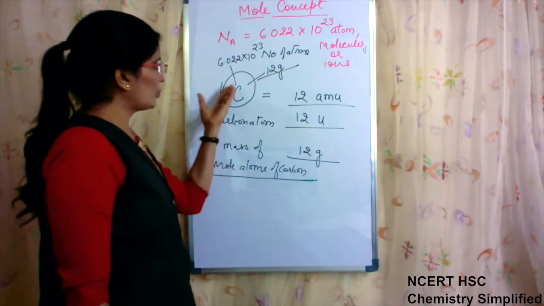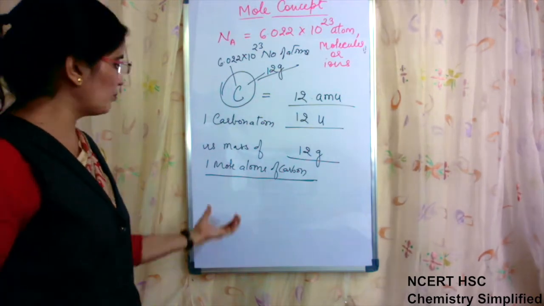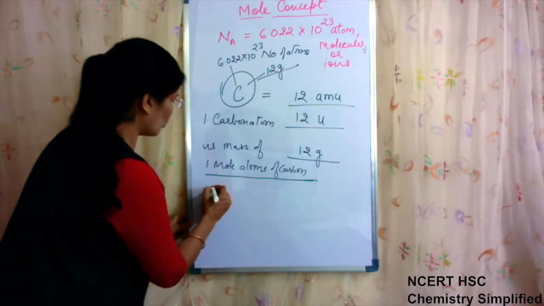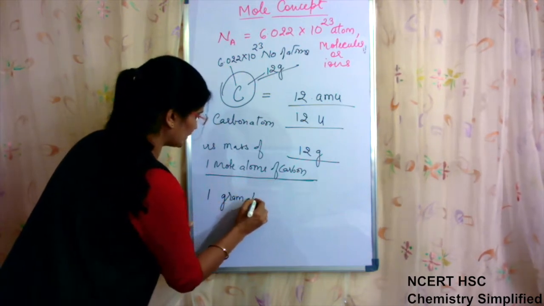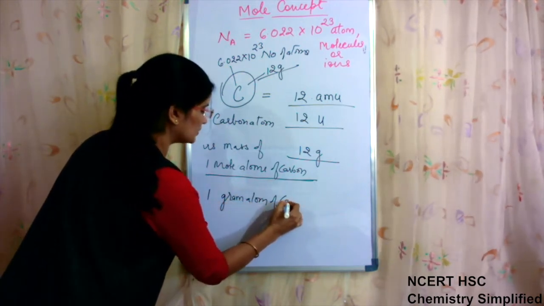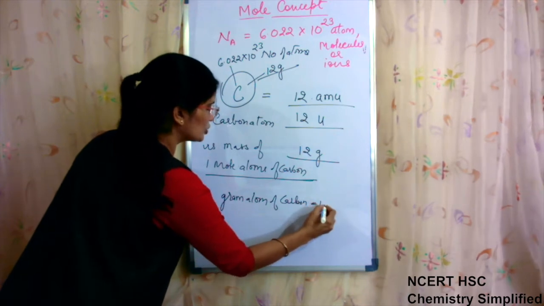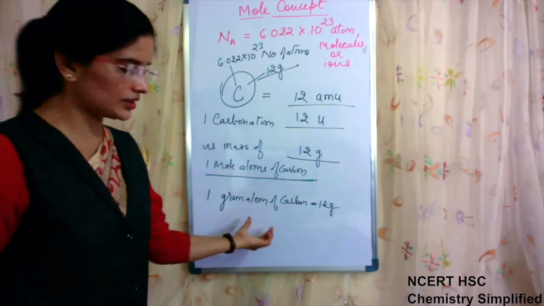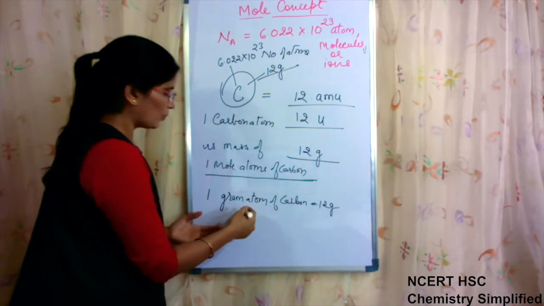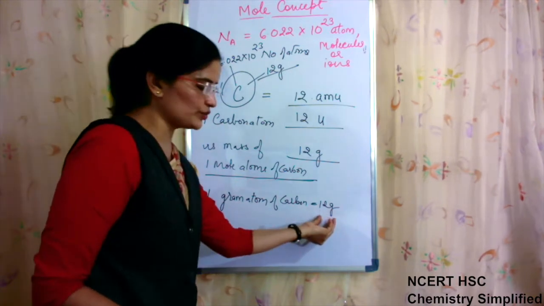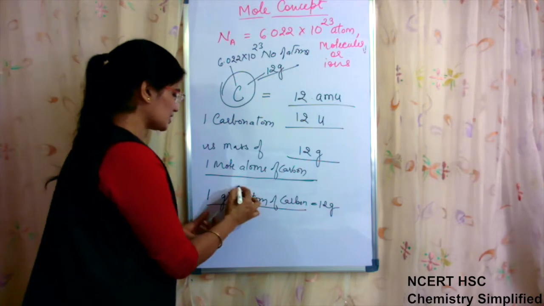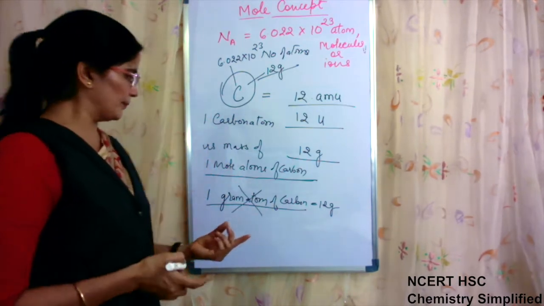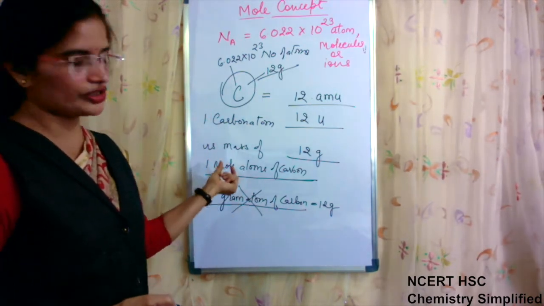6.0 is 1 mole of atom. Before the term 1 mole was used, another term was used: 1 gram atom of carbon is equal to 12 grams. This is quite confusing because on one side we are writing gram atom and on the other 12 grams, which is not making any sense. So this term was used before the mole concept was introduced.